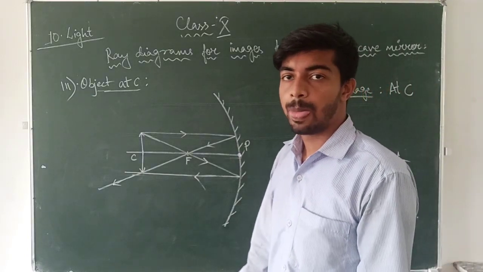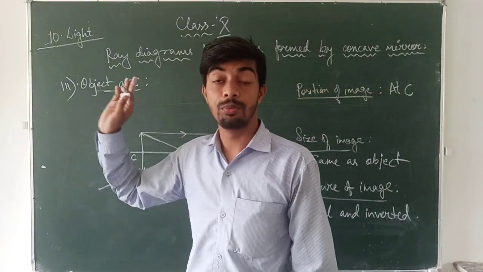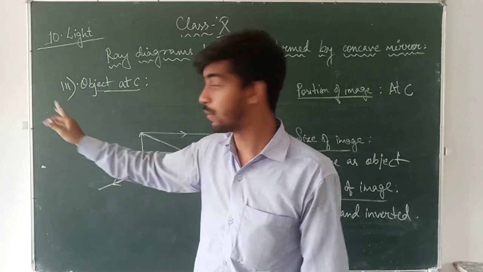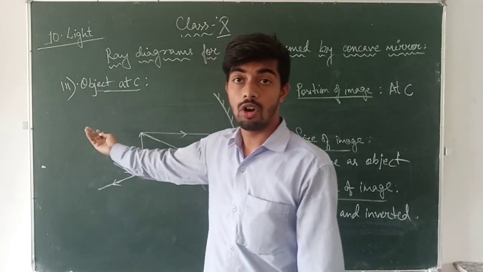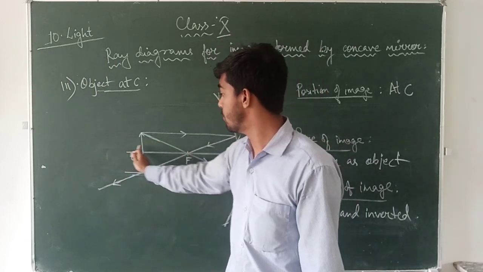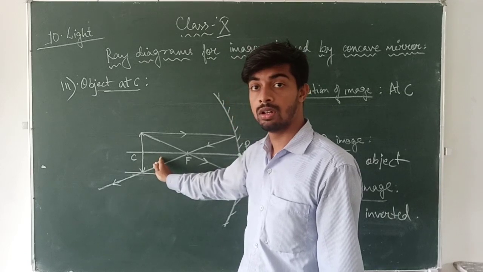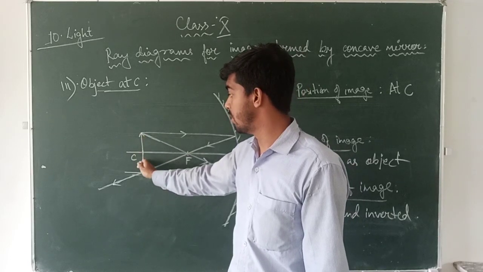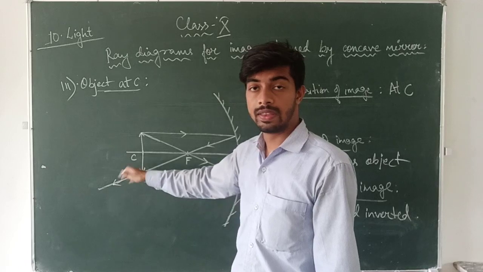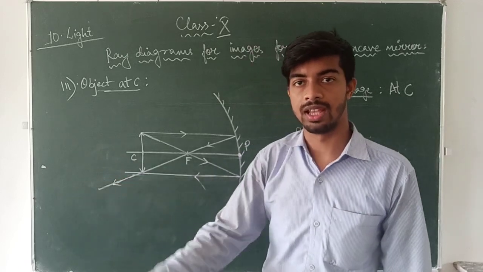If you see, first of all, the object was at infinity, and the image forms at focus. The object comes closer, beyond C, and the image forms at this point. The object comes to C, and the image forms at this point. There are 3 more diagrams. We will continue in the next video.